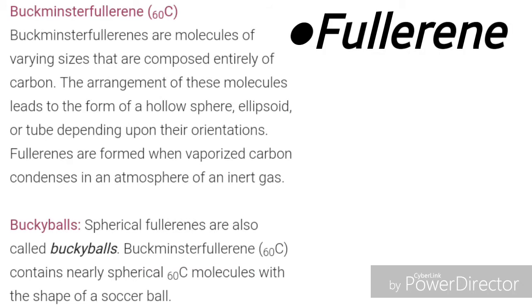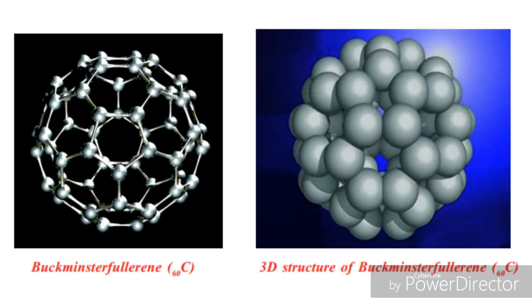Buckminster fullerenes are molecules of varying sizes that are composed entirely of carbon. The arrangement of these molecules leads to the form of a hollow sphere, ellipsoid, or tube, depending upon their orientations. Fullerenes are formed when vaporized carbon condenses in an atmosphere of an inert gas. The spherical fullerenes are called buckyballs, and they have a soccer ball appearance and are represented by the molecular formula C60. In this picture, you can observe the structure of Buckminster fullerene.